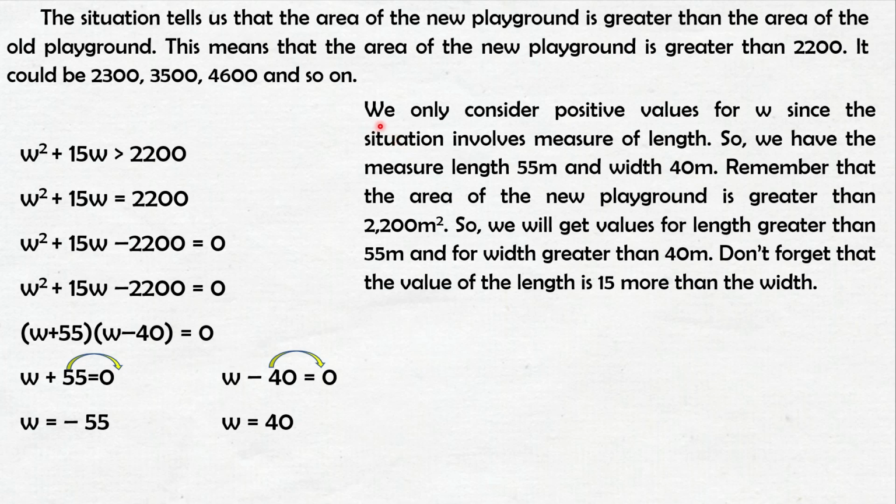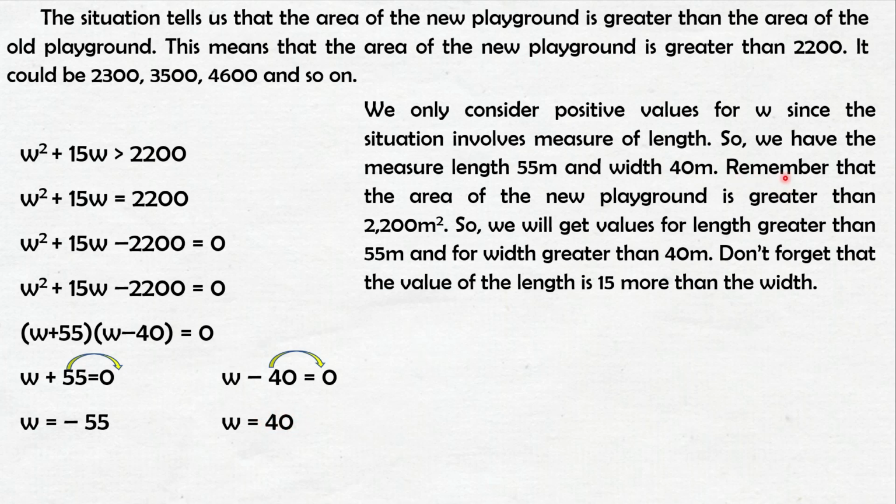So, basahin natin to. We only consider positive values for W since the situation involves measure of length. So, we have the measure length 55 meters and width 40 meters. Kagaya nung ginawa natin dati dun sa solving quadratic equation, di-disregard natin tong negative na nakuha natin. Kukunin lang natin is yung positive. So, since inassign natin si W as the width, nakuha natin is 40, di ba? Makukuha lang natin si length nun by adding 15 sa width na kukunin natin.